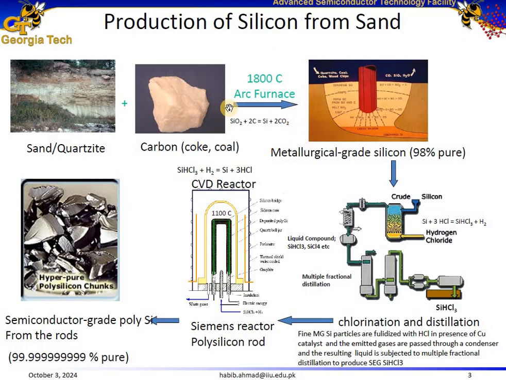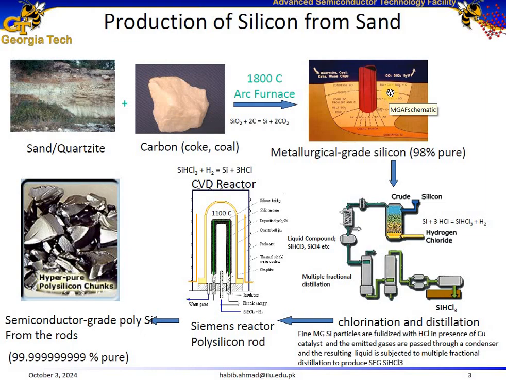The high temperature causes reduction reaction. You can see silicon dioxide is reacted with either carbon or silicon carbide, reducing oxygen from silicon dioxide, and now we can see we have silicon and carbon dioxide, which are the products. And this process actually produces metallurgical grade silicon, which is 98% pure.